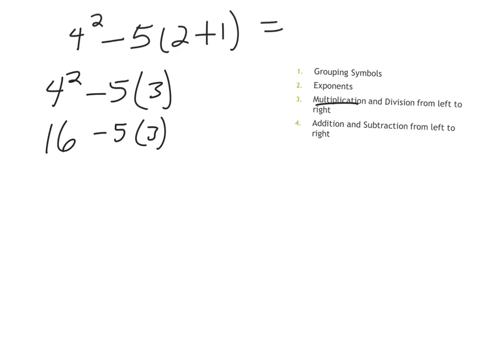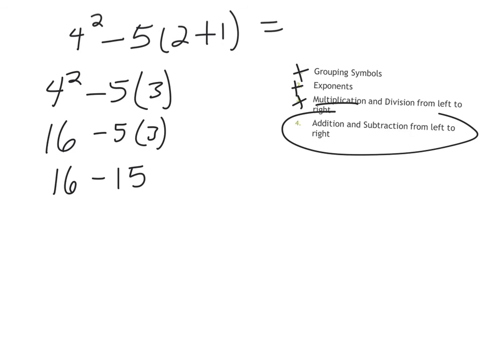We're done with exponents. So let's take a look at multiplication division. I do have an example of that. 5 times 3 is 15. So 16 minus 15. Now we're done with all multiplication and division. So we finished this, finished this, finished this. Now we're down to the add subtract phase. 16 minus 15 is 1. So that's what we're looking for here, order of operations.